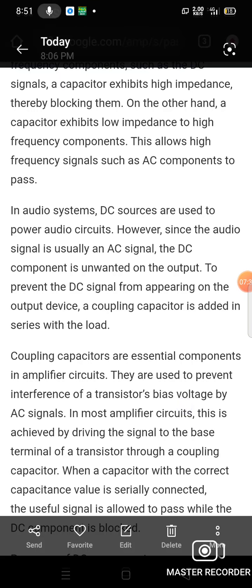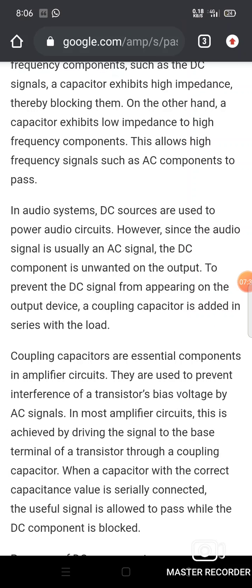With those capacitor connections, we will block the DC signal at the output, and finally the amplifier output is only an AC signal via the capacitors. The coupling capacitor is added in series with the load. So we have a load resistor connected at the amplifier output terminal in series with the coupling capacitor, right?